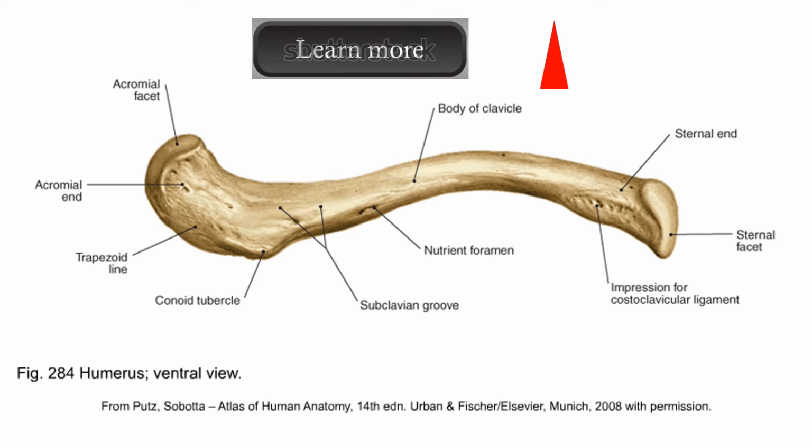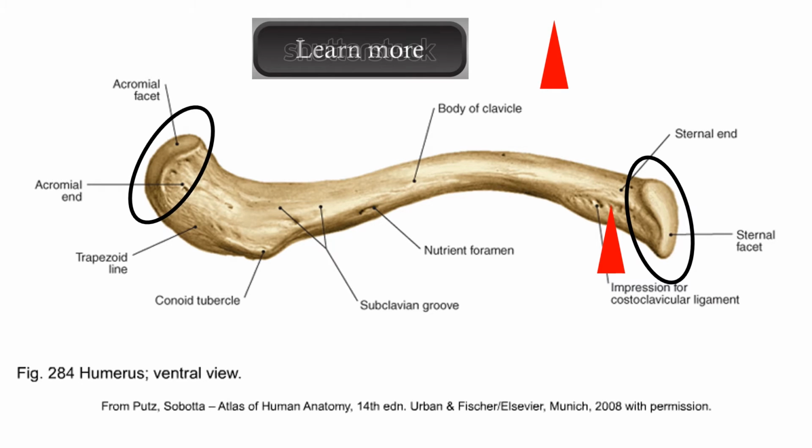Learning more about the clavicle. In the previous slide, we mentioned that the inferior surface has rough areas for attachments of ligaments. Now, this is the medial end of the clavicle, and it is also called the sternal end, and we have a depression with a rough area. This is for a ligament attaching the clavicle to the rib, the first rib.